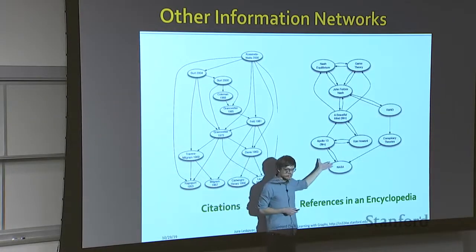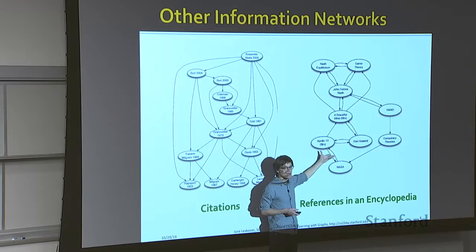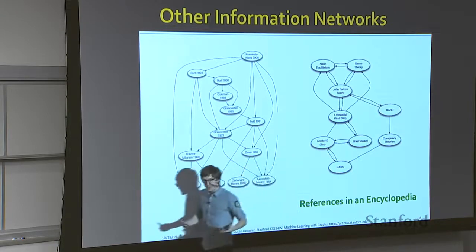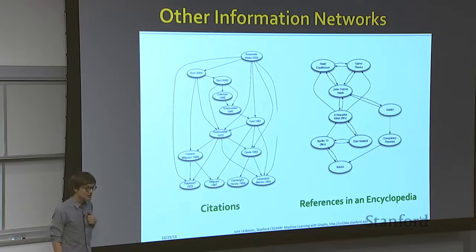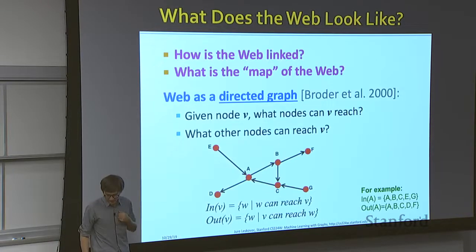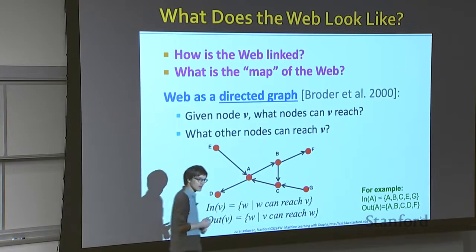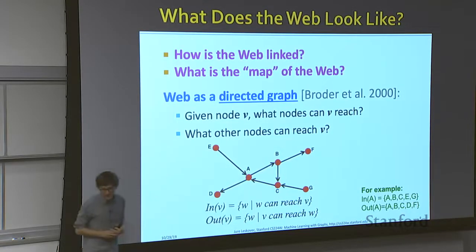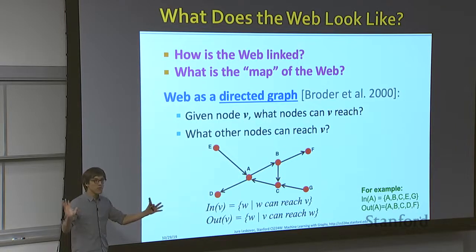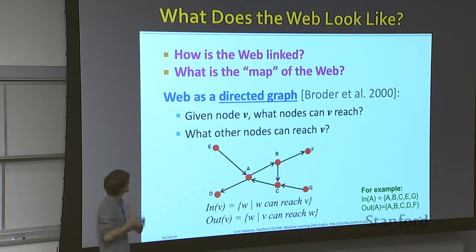References in an encyclopedia are another example of an information network of how concepts relate to each other. Okay? So these are examples of things we will be looking at. Now, going back to our example of the web graph, the question is, what does the web look like? What would be a good map, a conceptual picture of the web?